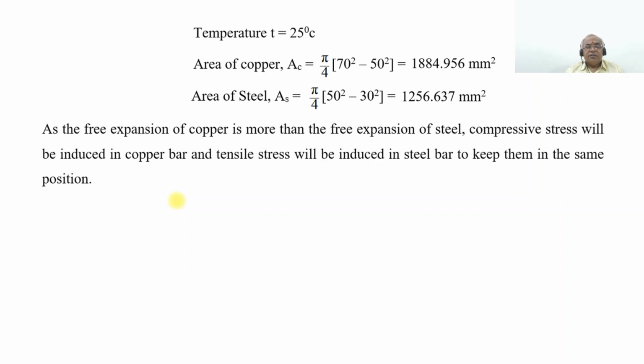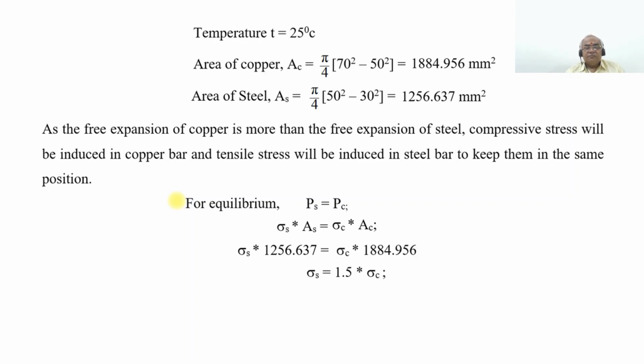As the free expansion of copper is more than that of steel, the compressive stress will be developed in copper, whereas the steel will be produced with the tensile stress to keep the same in position. For equilibrium, PS will be equal to PC. So PS is nothing but sigma S into AS, equal to sigma C into AC. So sigma S into area of steel, 1256.637, you substitute that value, equals sigma C into 1884.956. So on simplification, sigma S will be equal to 1.5 into sigma C.